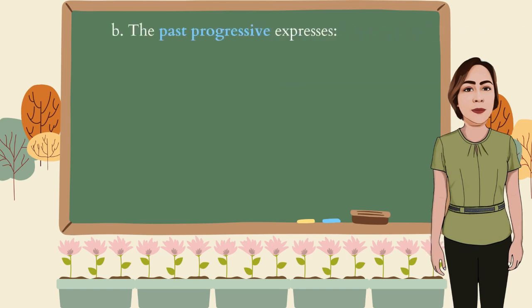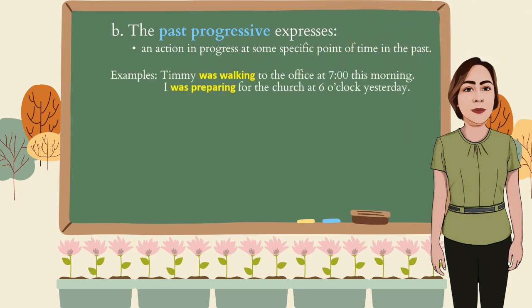Letter B is the past progressive. The past progressive expresses, first, an action in progress at some specific point of time in the past. Examples: Timmy was walking to the office at 7 this morning. I was preparing for the church at 6 o'clock yesterday.